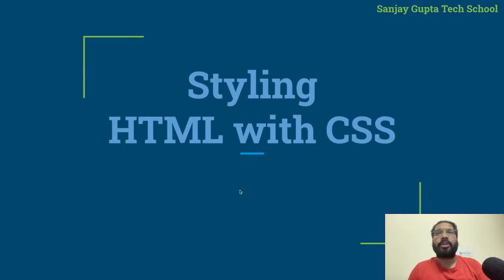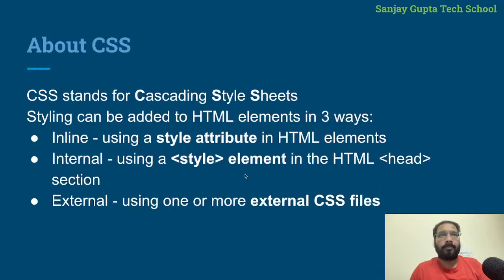So now I'm going to explain a little bit about CSS first, then we'll see how we can use CSS with HTML, right? So first we need to understand what CSS is. CSS stands for Cascading Style Sheets, right? Styling can be added to HTML elements in three different ways. So we have three different ways through which we can apply CSS to HTML. The first is inline, the second is internal, and the third is external, right?